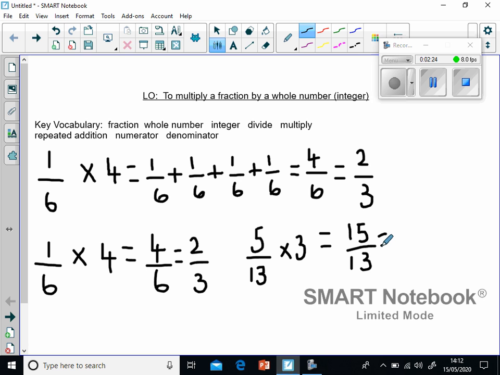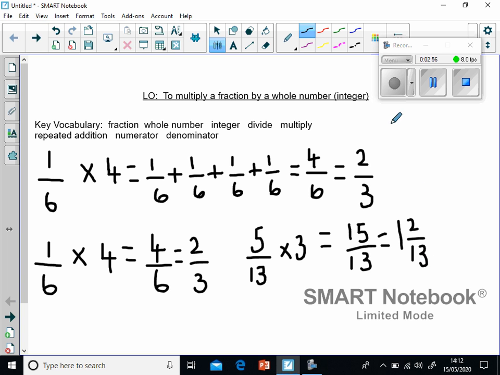Now this is an improper fraction. We want our answer to be a mixed number. Know how to do that. 13 divided into 15 is 1, and there are 2 left over, and your denominator stays the same. So your answer is 1 and 2/13.